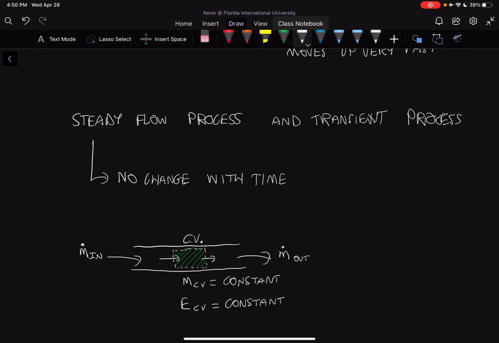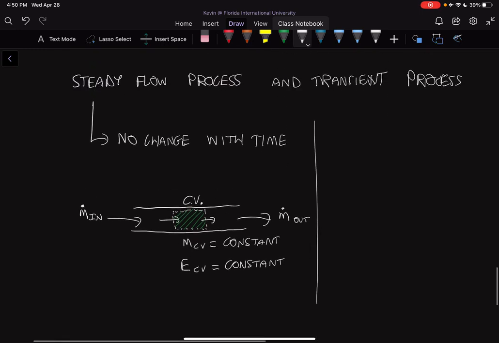Now a transient process is the opposite of that. So a transient process is a process, for example, so let's look at a different type of process, which is a transient. So try to think of some examples of a transient process. So one example would be filling up a bathtub.